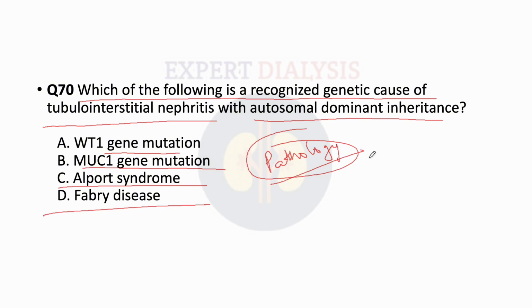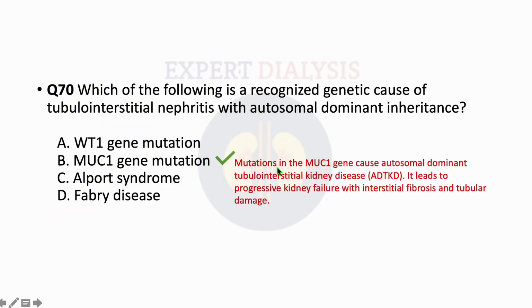And moving to this question, the answer will be MUC1 gene. So what happens? Mutation in the MUC1 gene causes autosomal dominant tubulointerstitial kidney disease. It leads to progressive kidney failure with interstitial fibrosis and tubular damage.